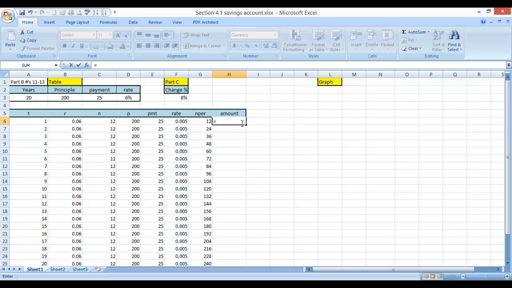But to counteract that, I'm going to do a negative future value. So we have two ways of making this positive. We can make the payment and the principal negative, or I can just say, I know this is going to assume that it's a debt or something that has to be paid off, so I'm going to counteract that with the negative out in front. All right, now it's asking for rate.